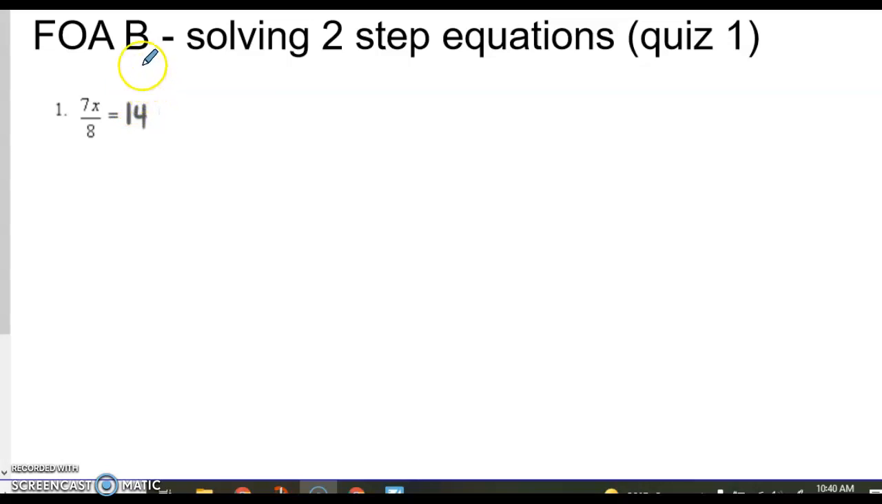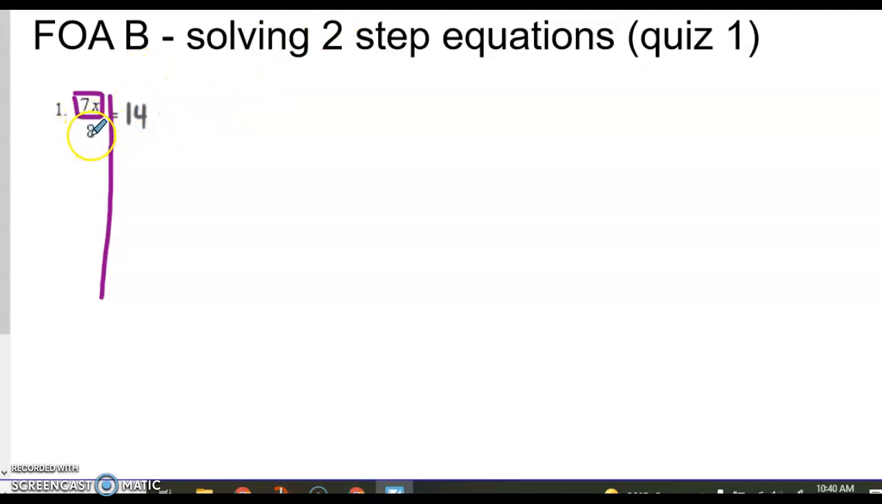This is found in Connexus, and we're going to go over similar problems so that it will help you on the quiz. Okay, so this first one, we are solving an equation. I'm going to draw my line down the equal sign, and I'm going to find my letter and box it off. Remember, I want to get the letter by itself.